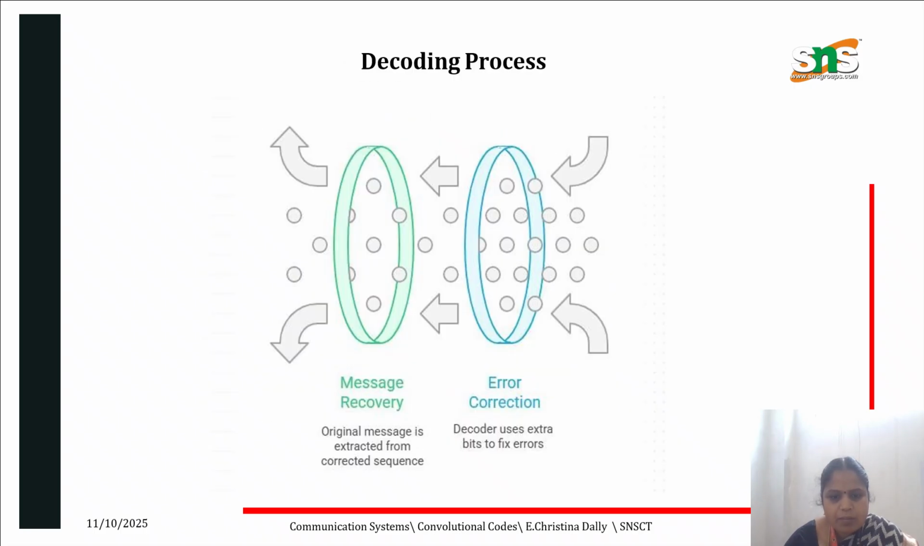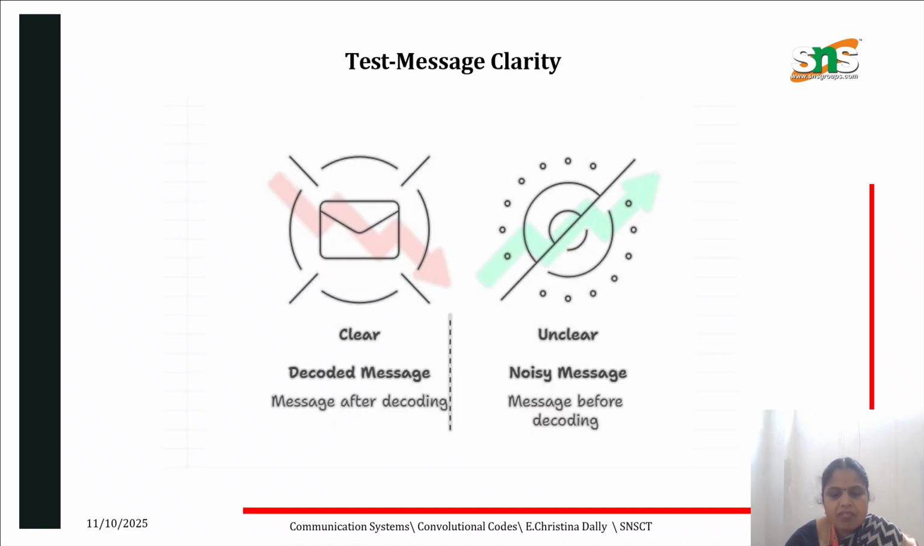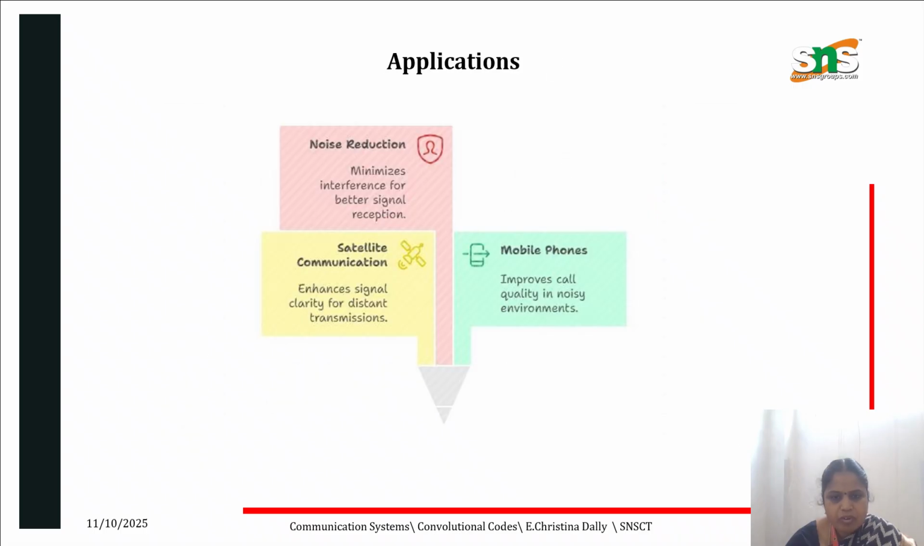So this is the decoding process. Here, in the decoding process, the original message is extracted from the correct sequence. In error detection, the decoder uses extra bits to fix the errors. This is the decoding process that has been used. If we want to know the difference between the decoded message and the noisy message: after decoding, it will be in the form of a clear message. Before decoding, the message will be noisy.